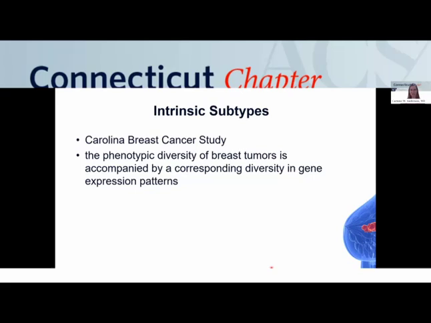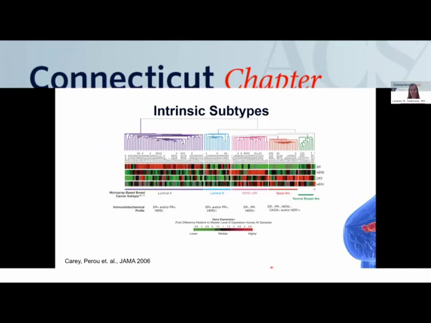When we think about intrinsic subtypes, we are looking at, is there a way that we can define one type of breast cancer from another? And ultimately, there are likely dozens of types of breast cancer, but in terms of the way we classify patients today, it was really defined by the Carolina Breast Cancer Study, which looked at surgical specimens and characterized them using a complementary DNA microarray representing over 8,000 human genes.